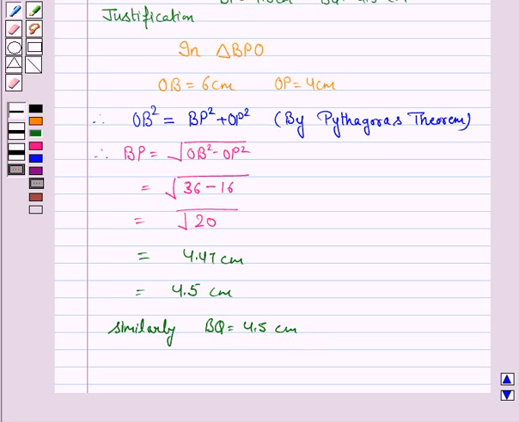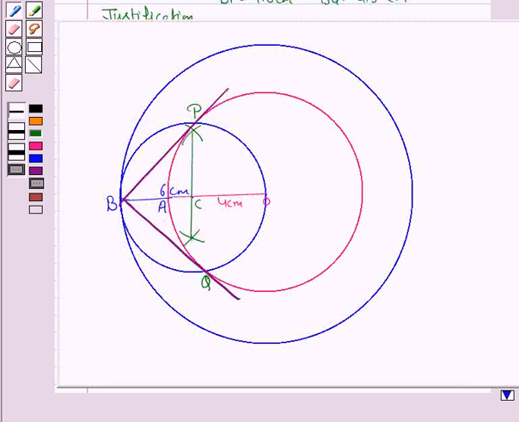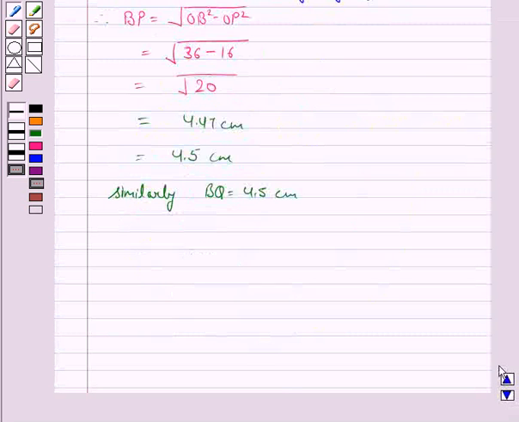As we know that if we draw two tangents from the same point outside the circle, the lengths of the tangents are the same. So both the tangents have the same length, hence justified.